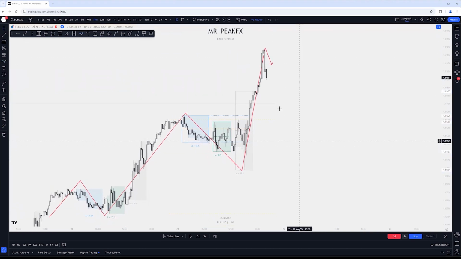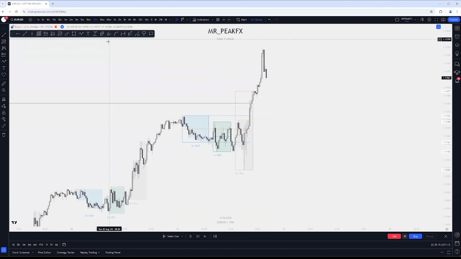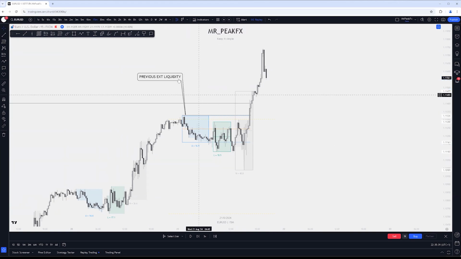Very good. Now let's start putting proper annotation to this to give it meaning, because looking at the chart, it might not have meaning to you, but once you annotate, you give meaning to it. So what I can see is that price took out this last external liquidity. Very nice. Previous external liquidity. So this previous external liquidity.